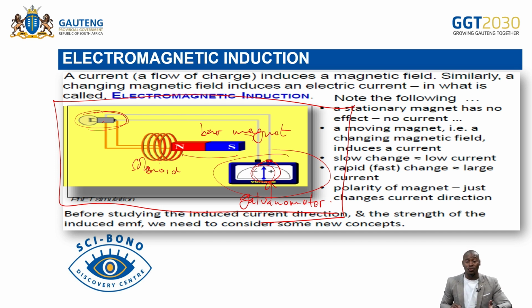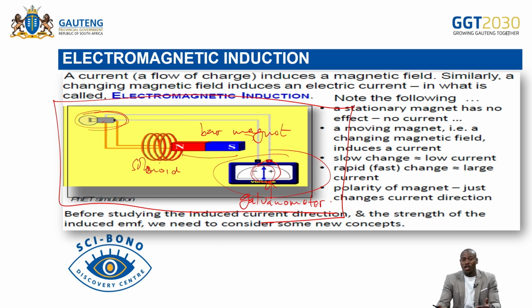And as it deflects, it shows that current is only induced in a coil if there's a changing magnetic field, or if there's relative motion between the magnetic field and the conductor or the coil. That's when the current is going to be induced in a coil. I hope, learners, this is making sense. That is what we call electromagnetic induction, as long as there is that changing magnetic field.